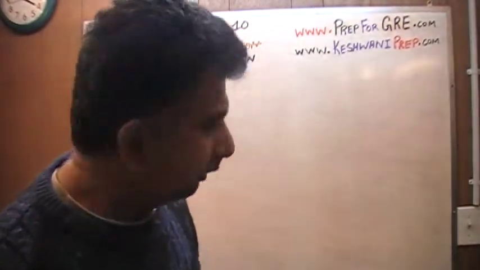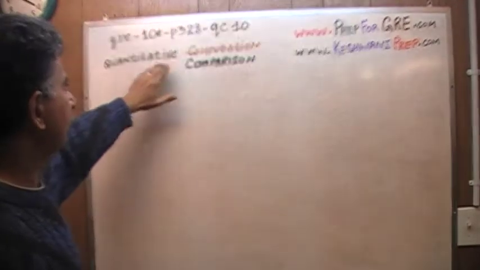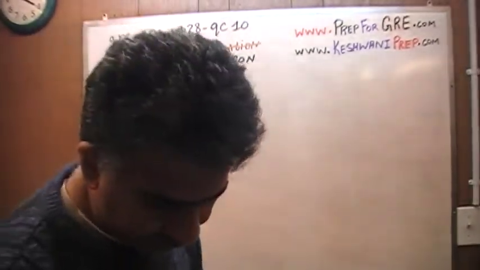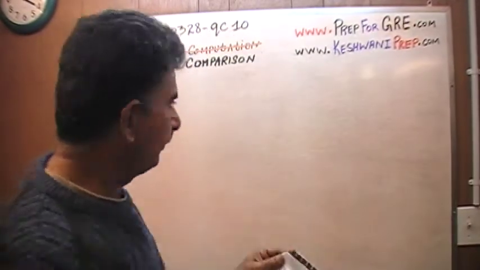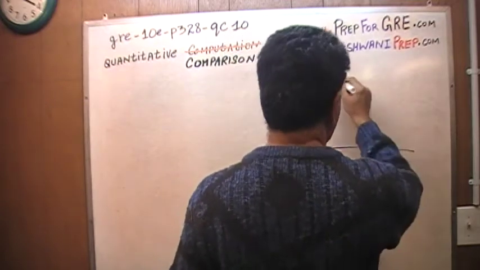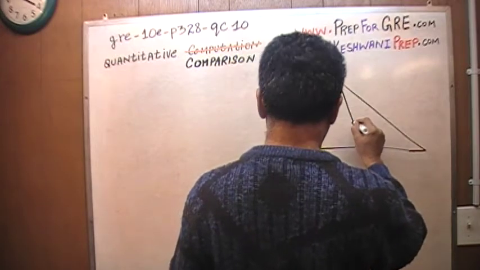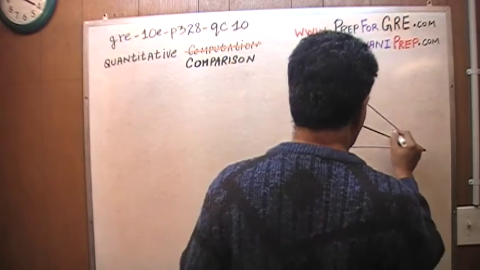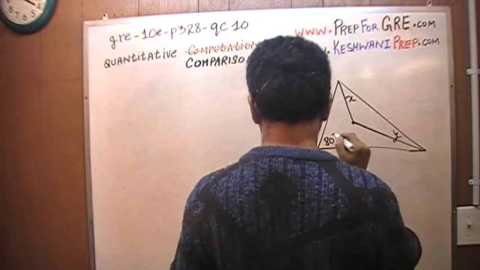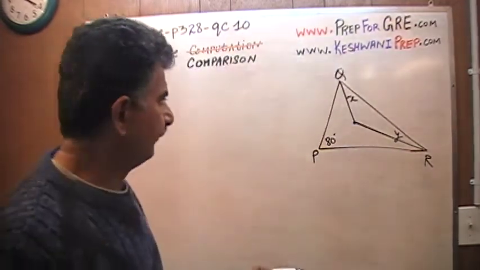The problem that I'm about to solve is the one that you're going to find on page number 328, quantitative comparison questions, hence the QC, quantitative comparison question number 10. Let's take a look at it. They give us a picture, so let me reproduce the picture on the blackboard. Voila.